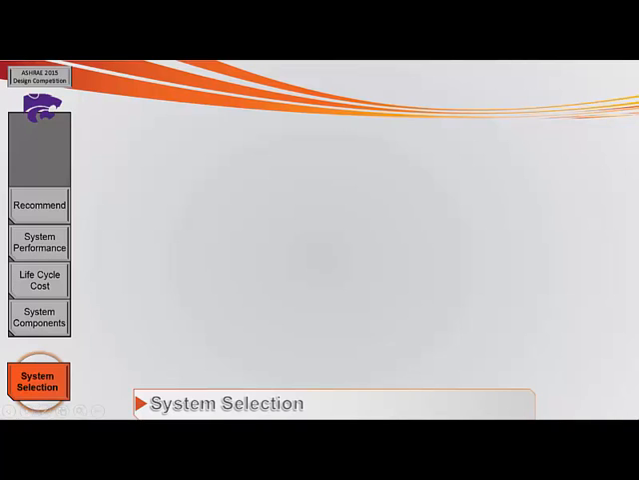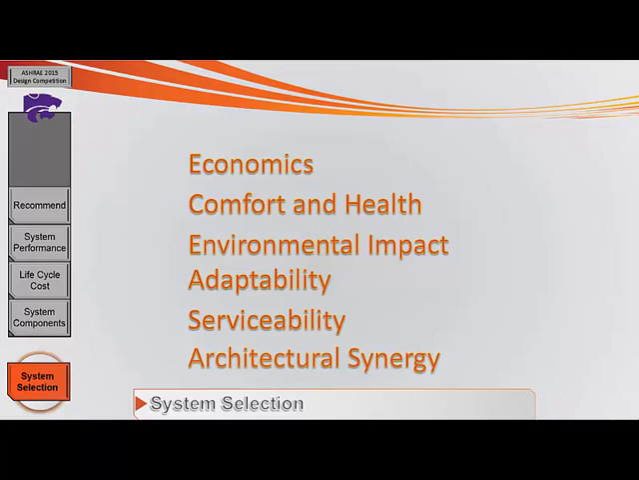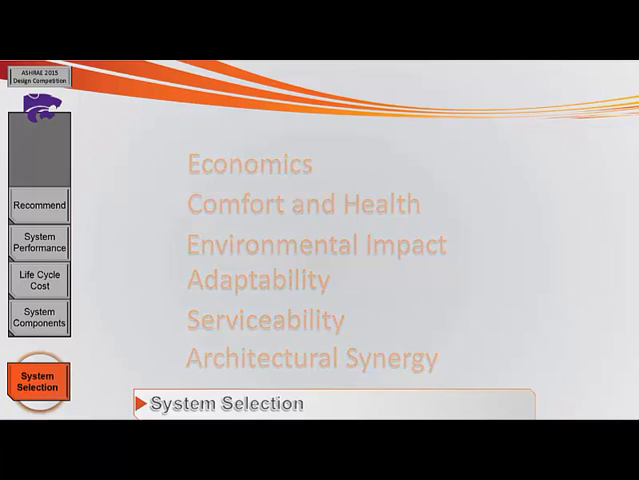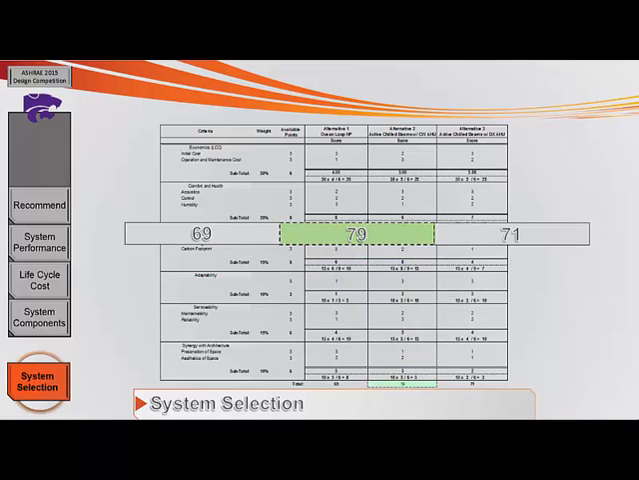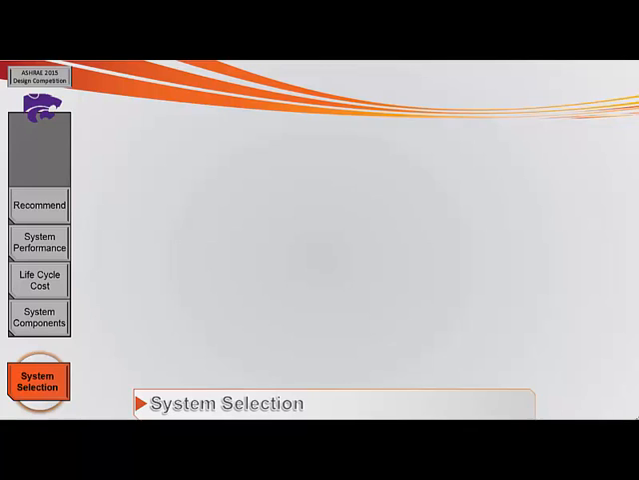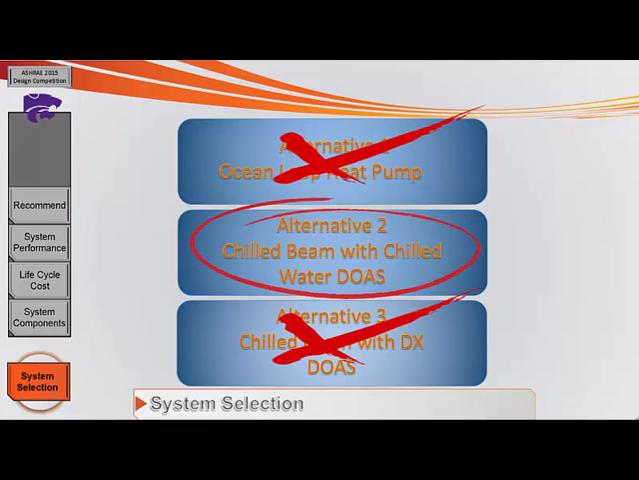The design team then created a new matrix to evaluate each alternative's economics, comfort and health, environmental impact, adaptability, serviceability, and synergy with architecture. These categories are chosen to reflect not only the design team's goals, but also the owner's requirements and ASHRAE standards. Each alternative was evaluated via comparison matrix, and the point totals shown were calculated. Alternative 2 achieved the highest score, receiving 79 points. Because it achieved the highest matrix score, Alternative 2, chilled beams with chilled water DOAS, was selected as the best HVAC system for this building.